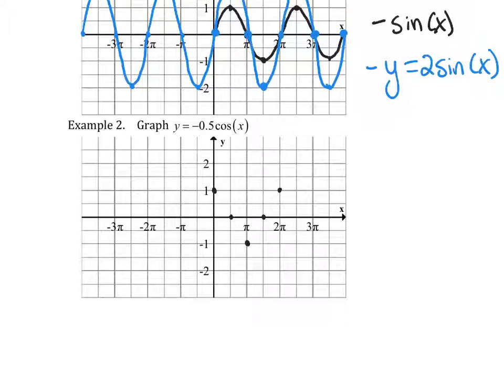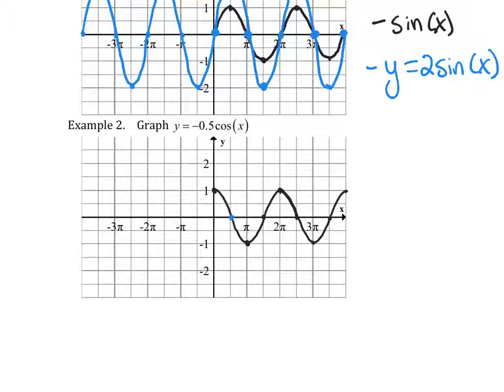When you start your cosine function, make sure you start at concave down, and then at the intercepts or the midline, switch to concave up, and then you switch to concave down again. And then we could keep on extending this. Let's round that one a little bit more there. Okay, we have a negative 0.5 cosine.